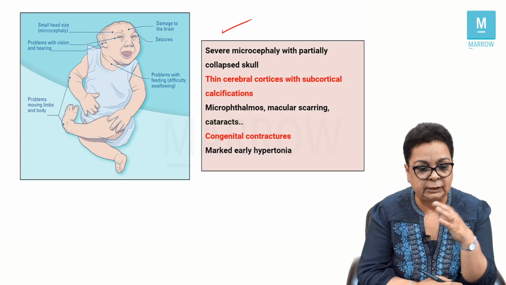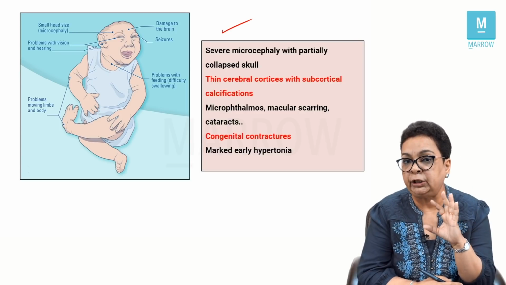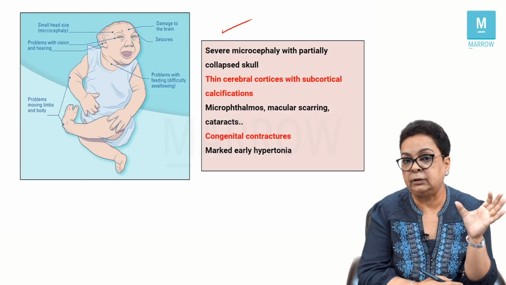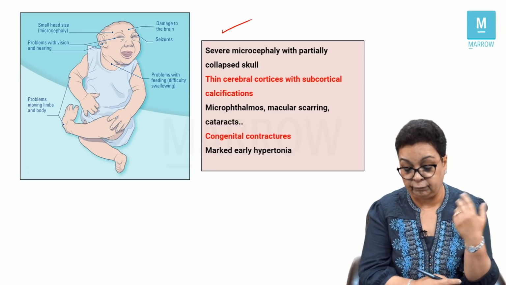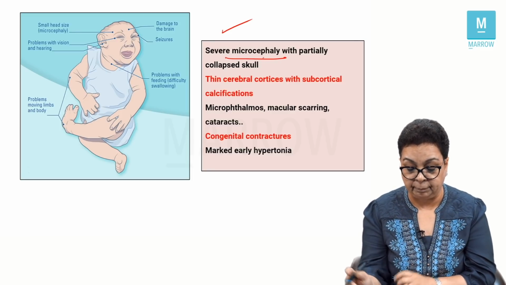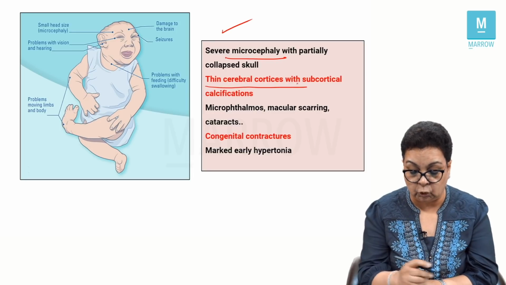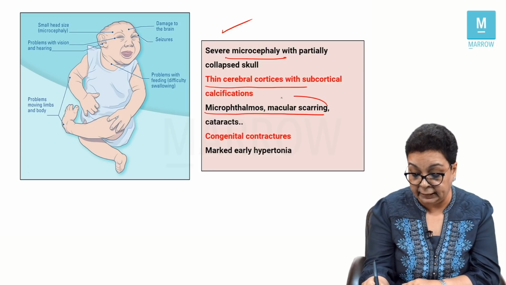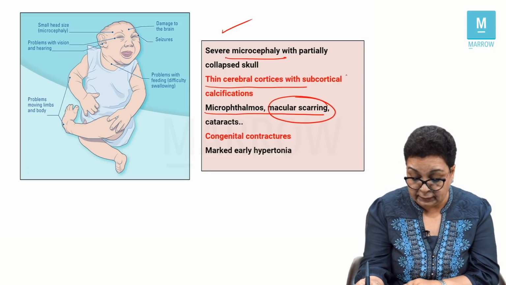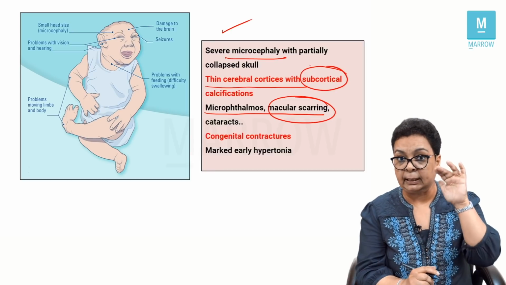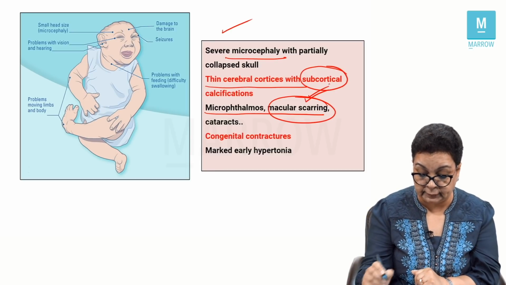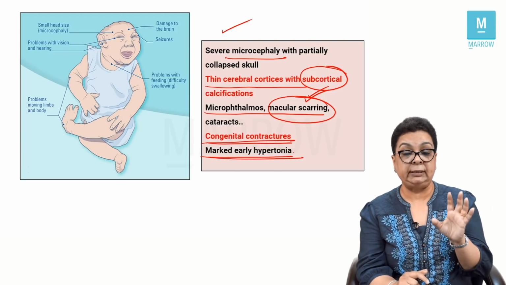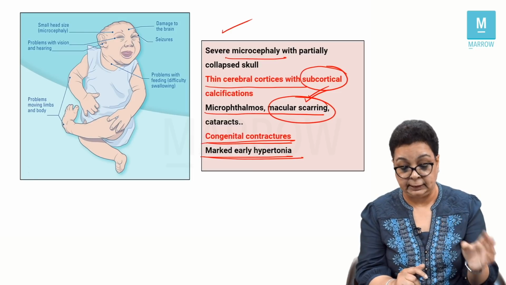Mostly it has been found, though a few cases have been reported also in the later part of pregnancy, that the transplacental transmission of Zika predominantly occurs in the first half of pregnancy. So microcephaly with a partially collapsed skull, thin cerebral cortices with subcortical calcifications, microphthalmos, macular scarring. Something very typical about Zika: the subcortical calcifications, the macular scarring, the congenital contractures, and the marked early hypertonia. These are all components of the congenital Zika syndrome.